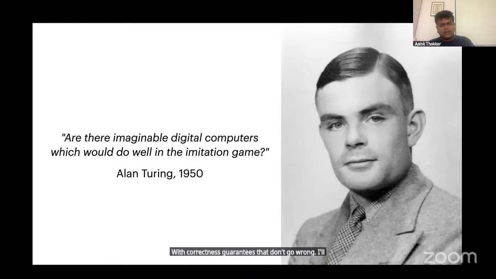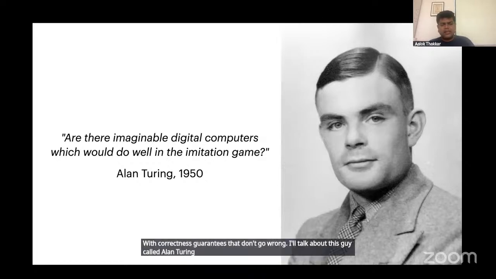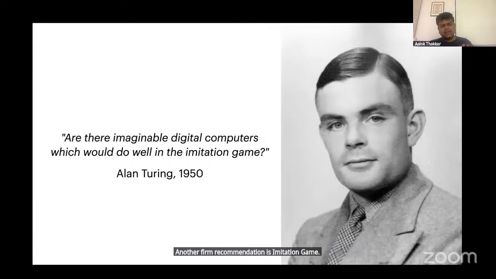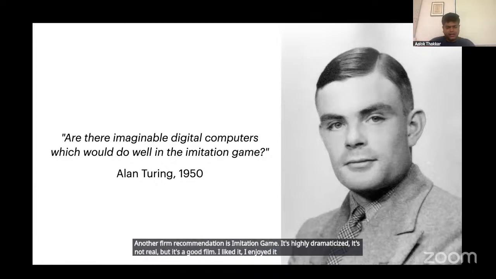I'll talk about this guy called Alan Turing. Nice guy, did some computer science. Many of you have heard of him. Another film recommendation is Imitation Game. It's highly dramatized. It's not real, but it's a good film. I liked it. I enjoyed it. I think Benedict Cumberbatch is the reason I liked it. But anyway, you're welcome to see a biographical film of Alan Turing.